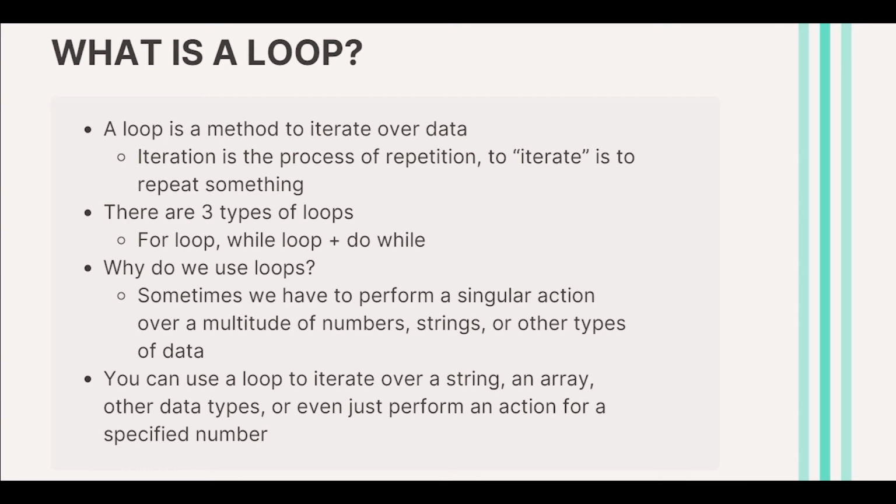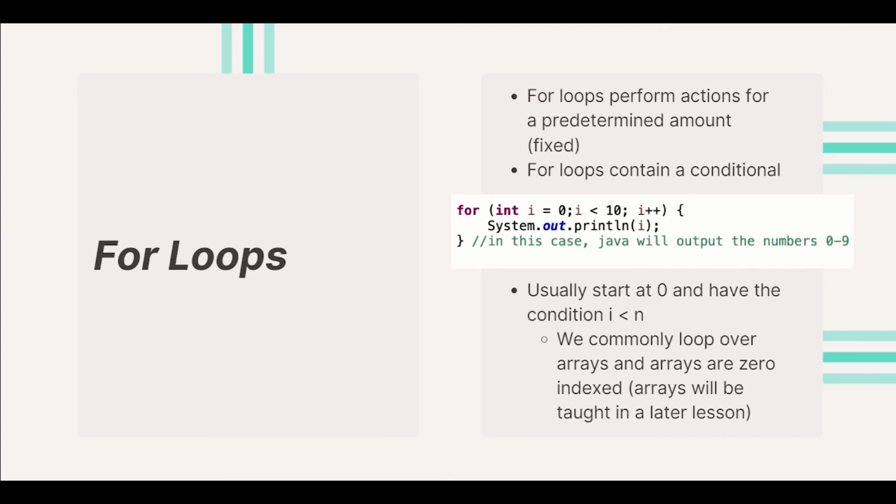You can use a loop to repeat an action a specific number of times, or you can use it to iterate over the characters in a string or the elements of an array or other data types that we're going to learn about in our future lessons. The first type of loop is a for loop. For loops perform actions for a predetermined or fixed amount of time, and they contain a conditional.